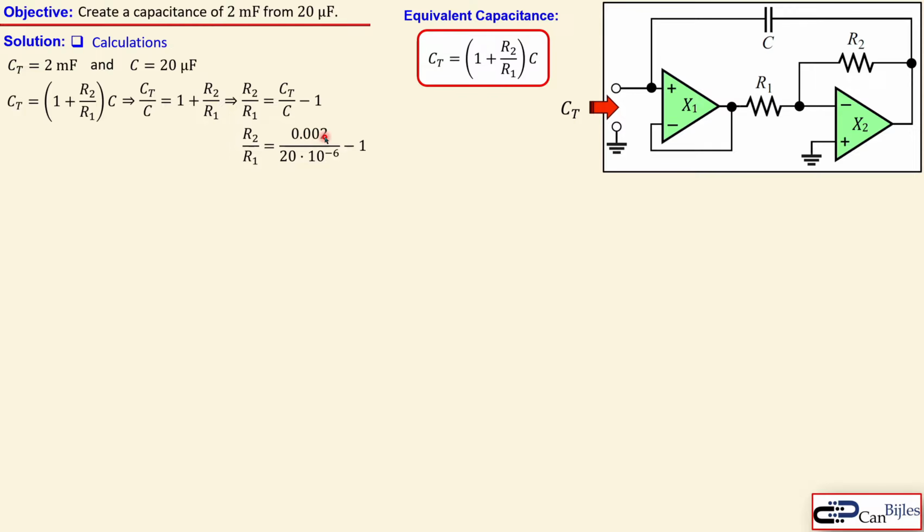So 0.002 over 20 times 10 to the power minus 6, that's 20 microfarad, minus 1. And that is then 100 minus 1, which is 99. So the ratio of these two resistors must be 99. Now we can select the resistor R1, for example, 1 kilo ohm, then the R2 must be 99 kilo ohm in order to have this ratio 99.